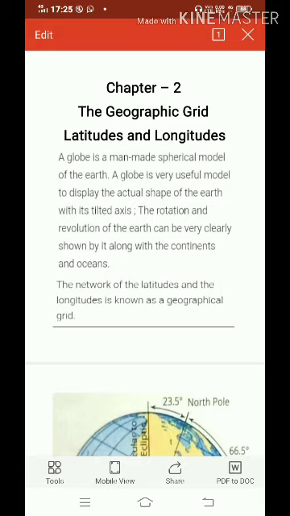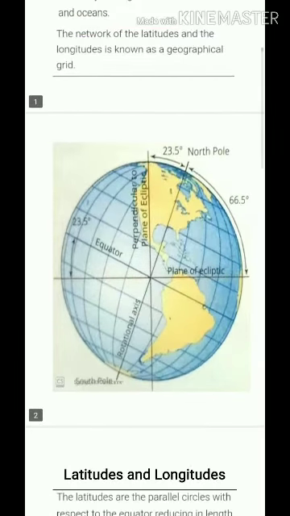It is important to develop a system for locating places on the earth's surface. Two sets of vertical and horizontal lines meeting at right angles have been developed for locating any place on the globe. Now, the circles on the globe running from east to west and parallel to the equator are called the parallels or latitudes, and the lines which run from north to south are meridians. These parts we can see in this picture.